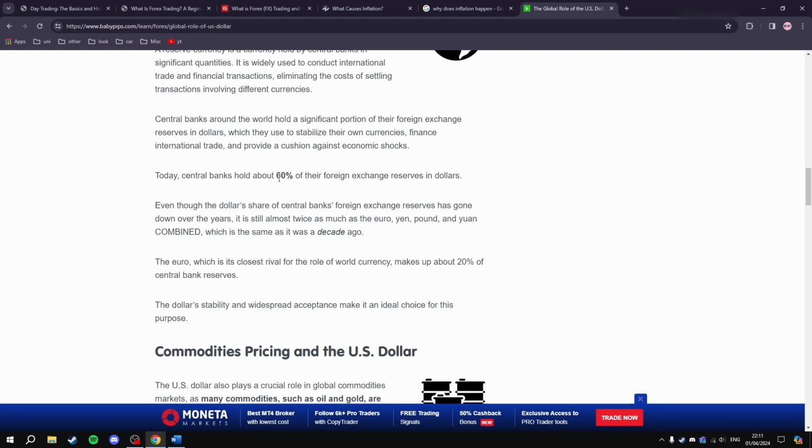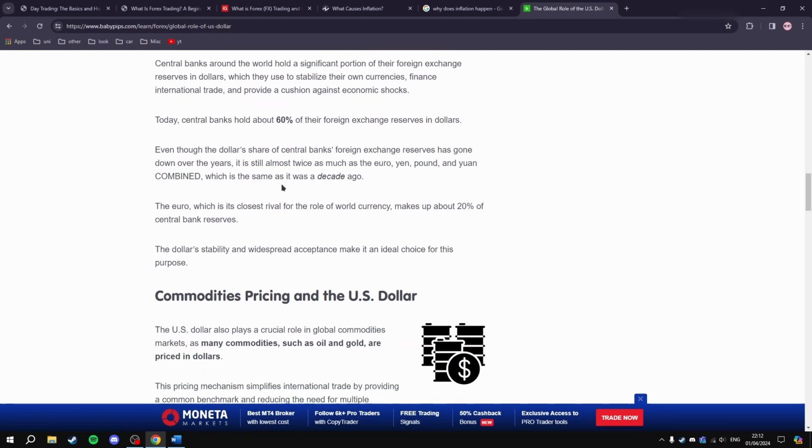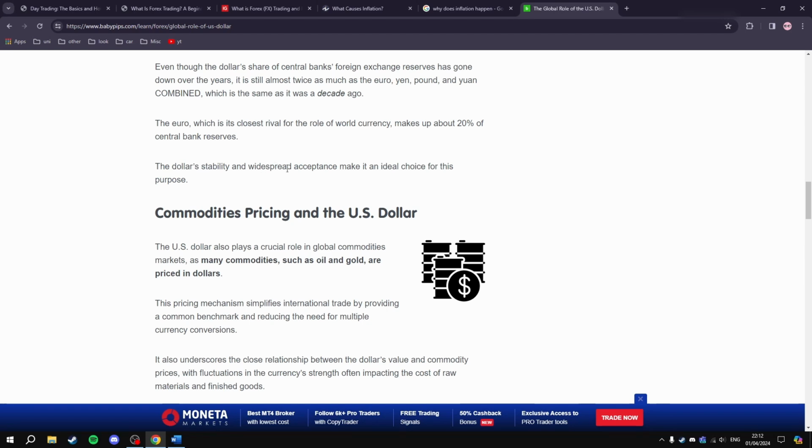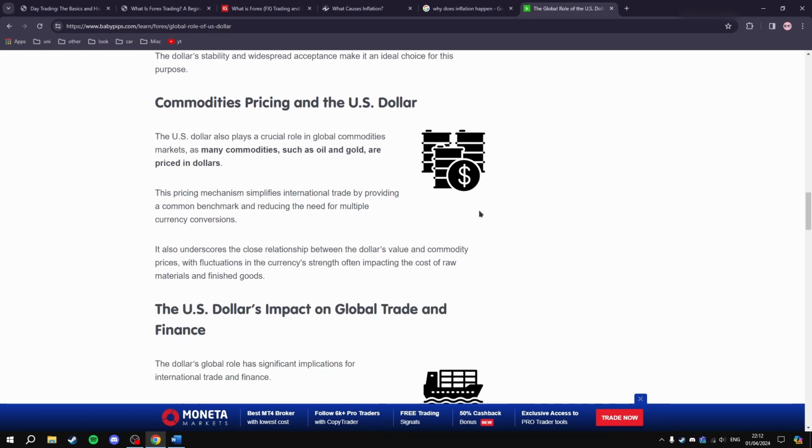Today, central banks hold about 60% of their foreign exchange reserves in dollars. Even though the dollar's share of the central banks' foreign exchange reserves has gone down over the years, it's still almost twice as much as the euro, yen, pound, and yuan combined, which is the same as it was a decade ago. The euro, which is its closest rival for the role of the world currency, makes up about 20% of the central bank reserves. The dollar's stability and widespread acceptance makes it an ideal choice for this purpose.